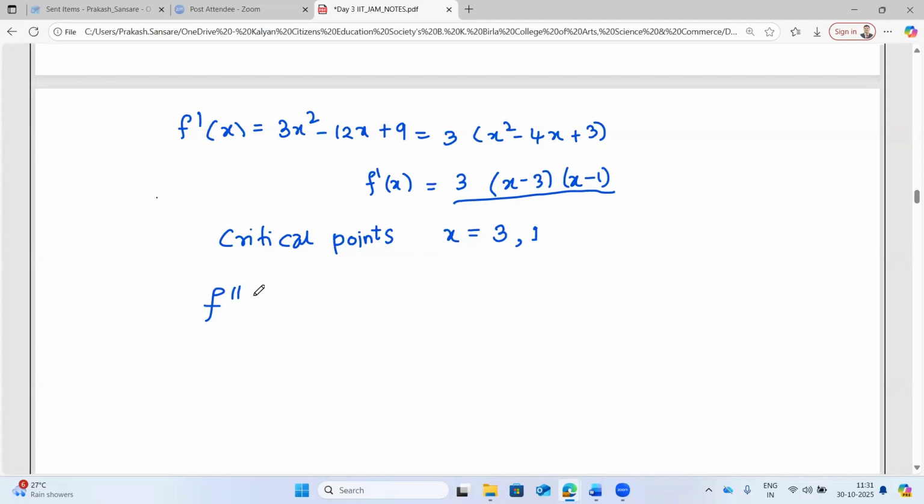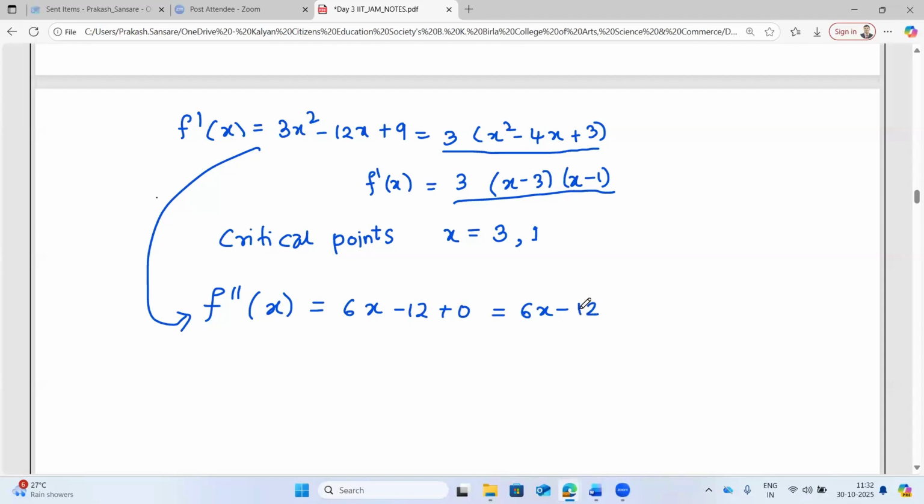So now f double dash x. This is my f dash x. So f double dash x, from this I can find, is 6x minus 12 plus 0. Basically 6x minus 12. Now let's find f double dash at the critical points 1 and 3, and we'll observe the nature of f double dash, and based on that we'll decide maxima or minima.